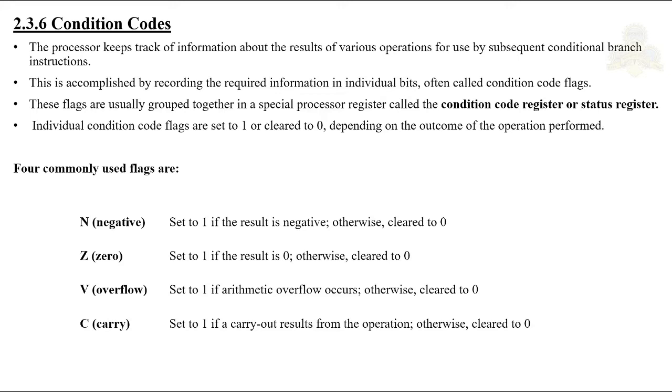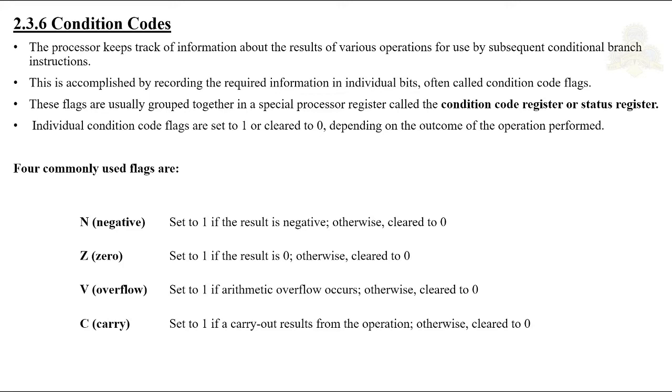The negative and zero flags indicate whether the result of an arithmetic or logic operation is negative or zero. Whenever the result is negative, the N flag is set to 1, otherwise it is cleared to 0. Whenever the result of an operation is zero, the Z flag is set to 1, otherwise it is 0. These flags will be affected by instructions that transfer data, such as load, store or move.